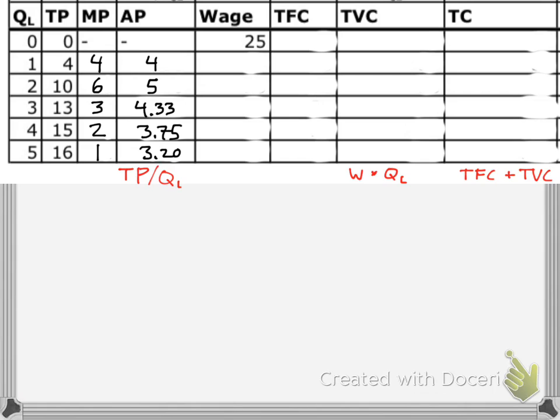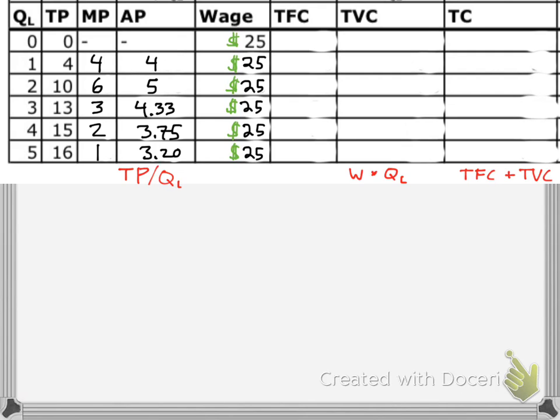So the wage. Say you have a constant wage of 25 bucks an hour for each person. So every time you add a worker, you're adding $25 per worker. You're paying that person $25 each. So that's just going to be constant down the board. You're not going to pay one person more than the other.